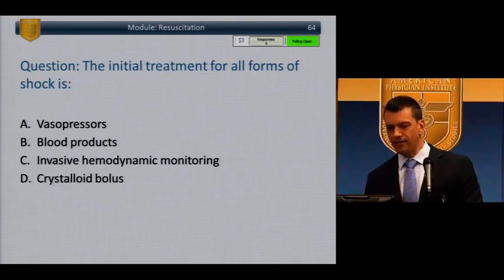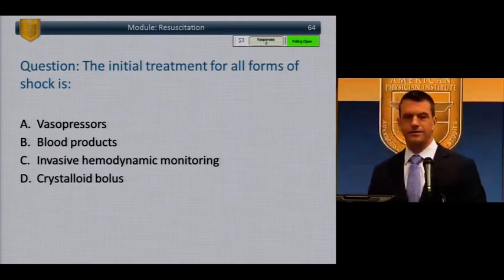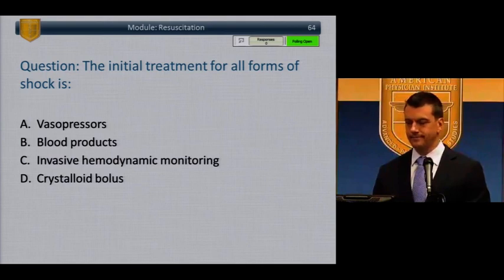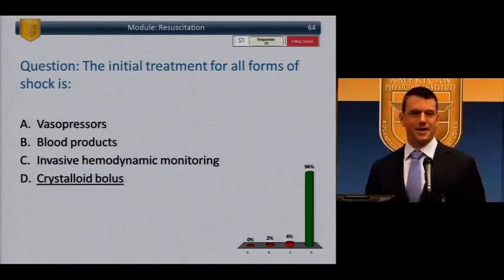The initial treatment of all forms of shock is: vasopressors, A; blood products, B; invasive hemodynamic monitoring, C; crystalloid bolus, D. That's right, a crystalloid bolus. So you can't go wrong with giving a liter of fluid.